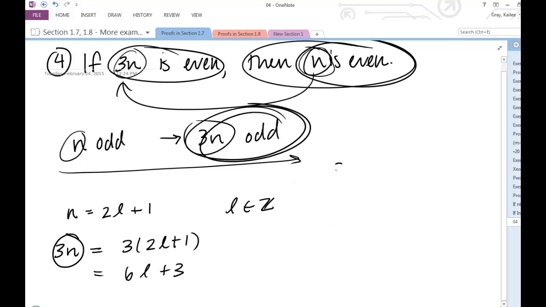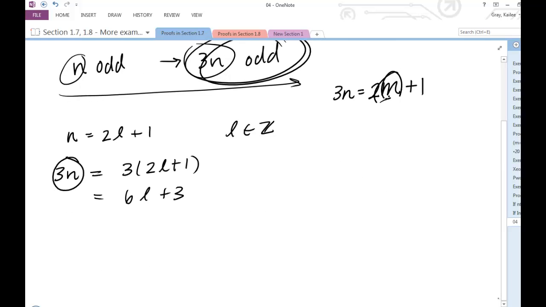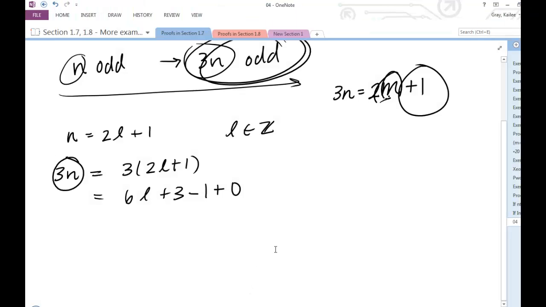We want to write it in the form 2 times some integer plus 1. It doesn't matter what integer, all that has to be satisfied is that this is an integer. It could be an expression, but as long as that expression represents an integer, you're fine. So because I know I want this plus 1, I'm going to make it happen. I can always add 0 to an expression. So if I subtract 1 and add 1, I will get that 1 that I want.